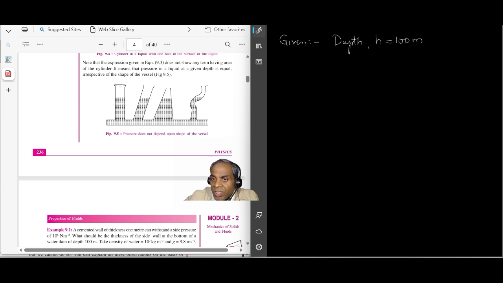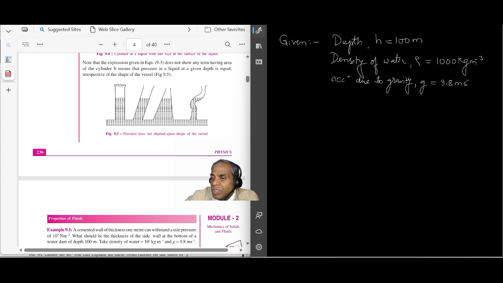Then density of water. Density of water is rho, which is given as 10 raised to 3, that is 1000 kg per meter cube. 1000 and 10 raised to 3 are the same, 1 followed by 3 zeros. And what is our acceleration due to gravity? This is small g. We should generally know its value, but it's generally given in the question also, especially for NEET level exams. So 9.8 meter per second square.